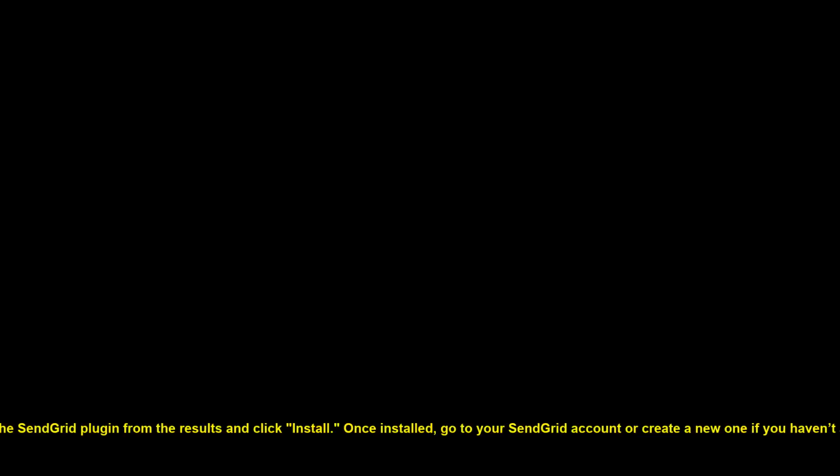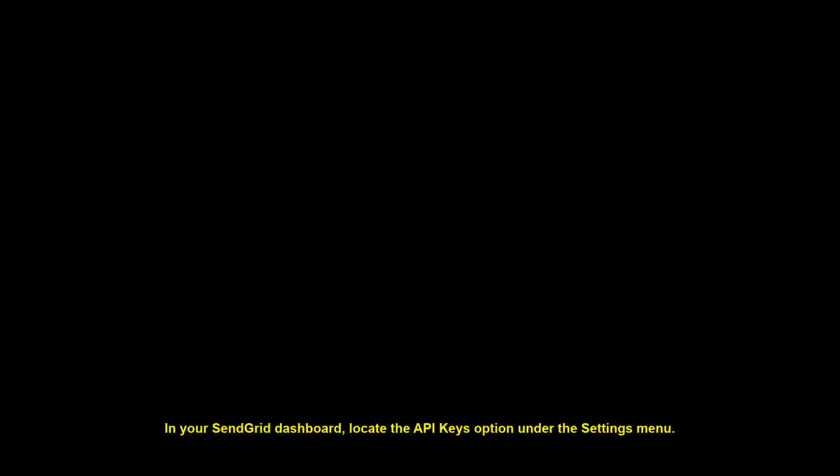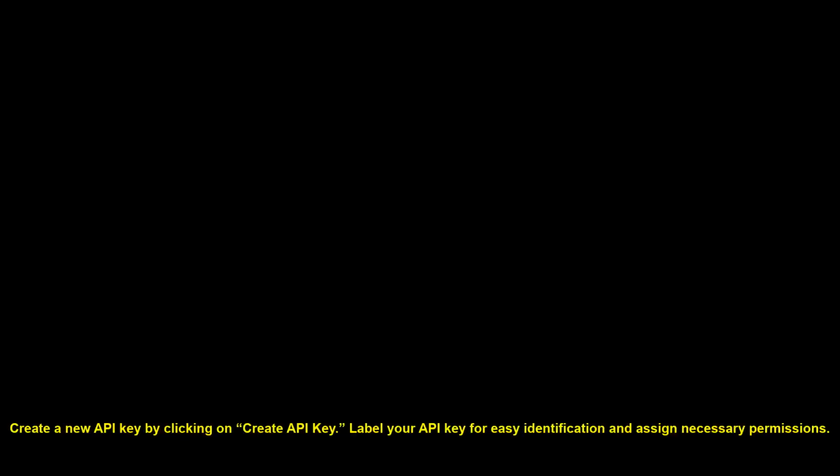Once installed, go to your SendGrid account or create a new one if you don't have one. In your SendGrid dashboard, locate the API Keys option under the Settings menu. Create a new API key by clicking on Create API Key. Label your API key for easy identification and assign necessary permissions. Once created, make sure to copy the API key as you will need it shortly.